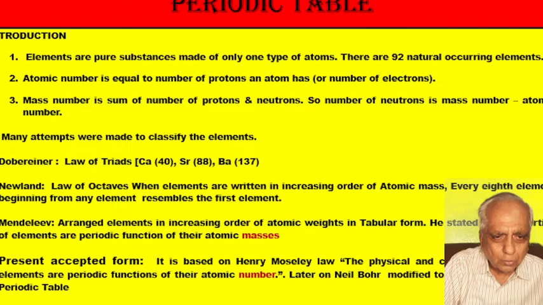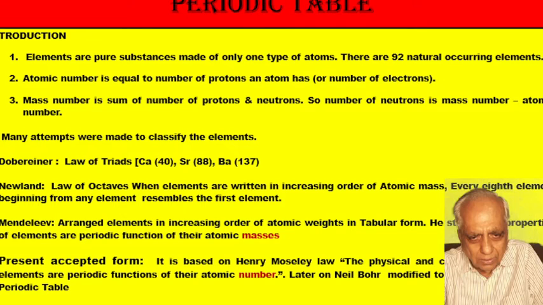He could make these triads very few in number, so it was discarded, as it was not serving much purpose. Then came Newlands. He made the law of octaves. His law stated that if we write the elements in increasing order of atomic mass, then every 8th element will resemble the first one.